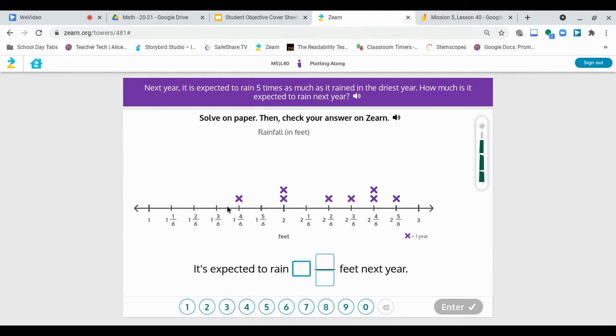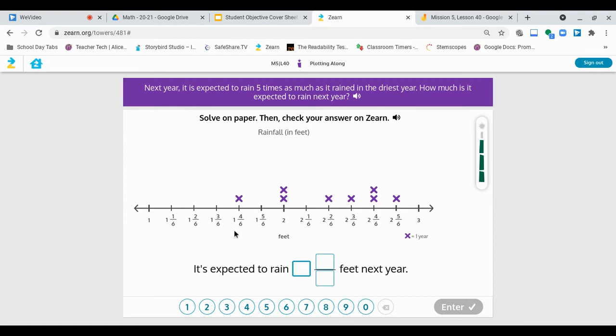So okay, what's my smallest number that has at least one X? Because I'm looking for the least, or the driest, it is 1 4/6. It's the smallest number that has at least one X on it. So that's the driest year, 1 4/6 feet. Now, it's telling us that next year, it's expected to rain 5 times as much as it rained that year. So how much is it expected to rain next year?